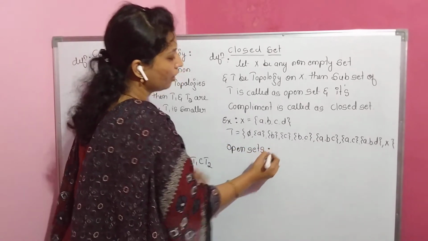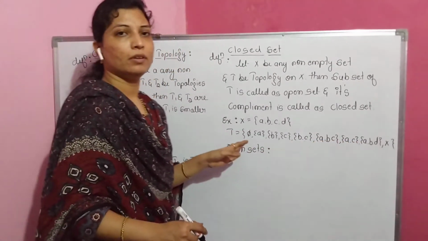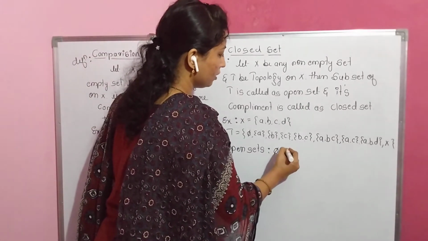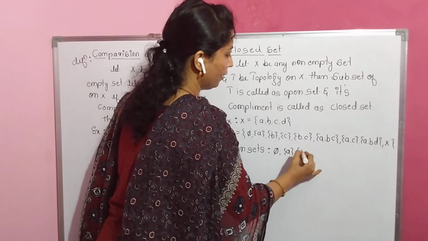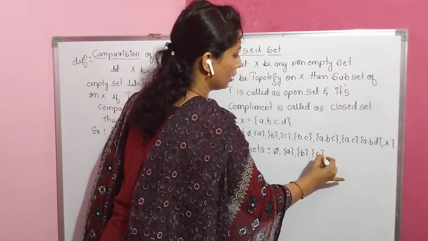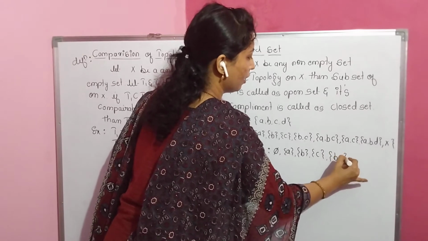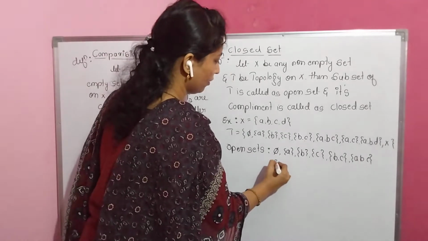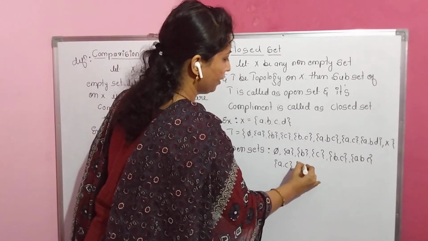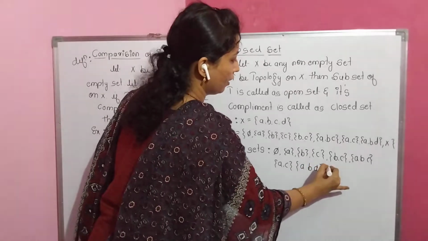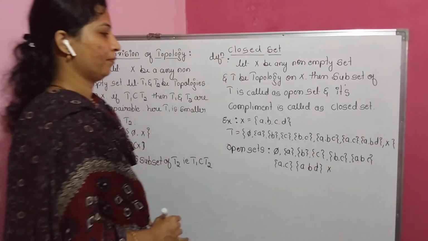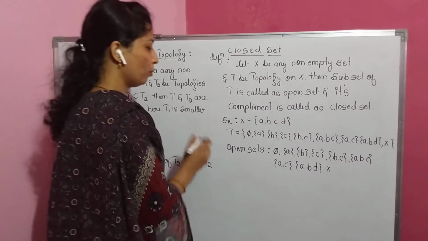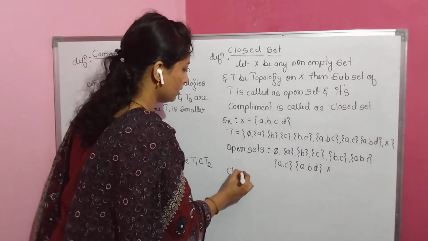Open sets are here. All these members can be considered as open sets, that can be written as: empty set, A, B, C, AB, BC, ABC, AC, ABD, X. These are the open sets, and now we write the closed sets.